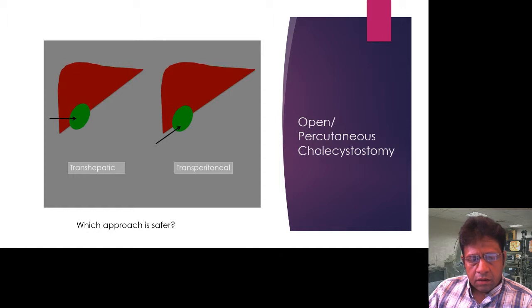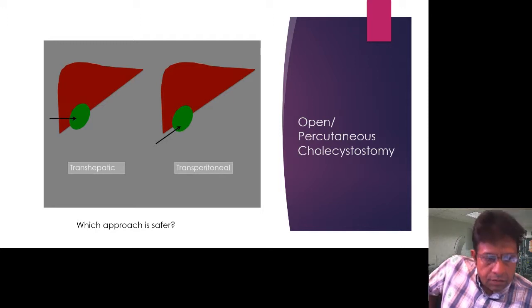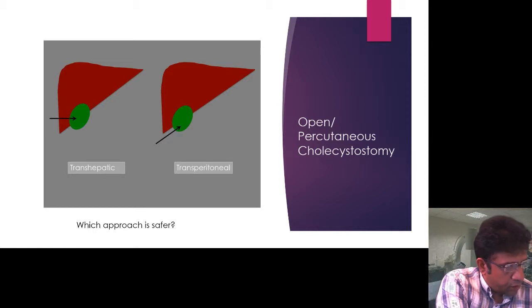It can be done with very minimal anesthesia, or if the patient is already sedated and ventilated in ICU, it's relatively easily done. Typically in ICU, patients on TPN, for example, may develop an acalculous cholecystitis, and this will benefit the patients.